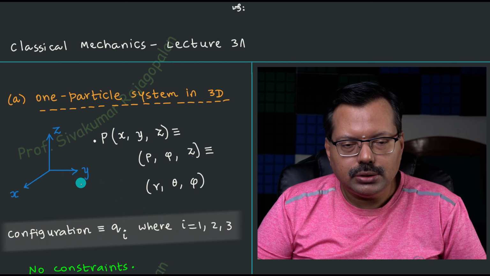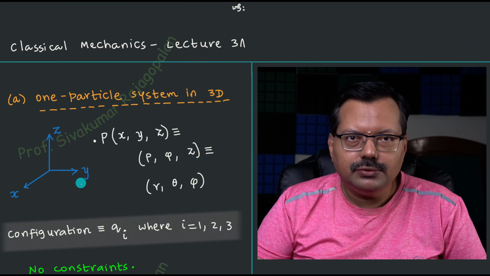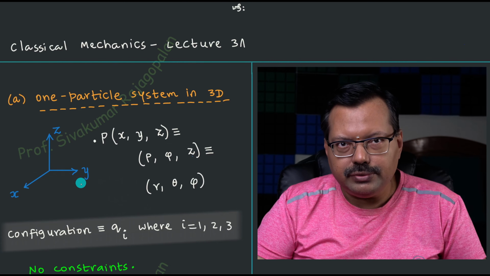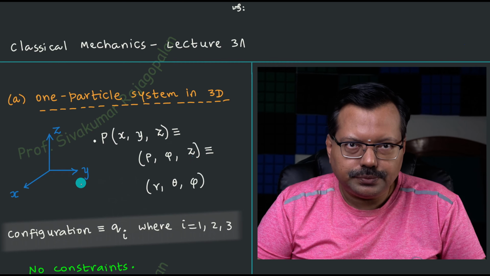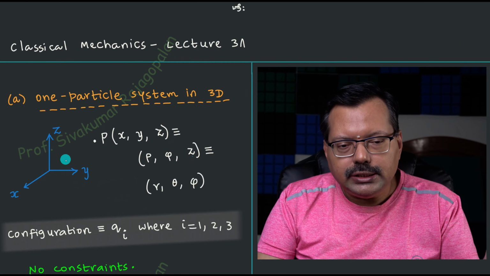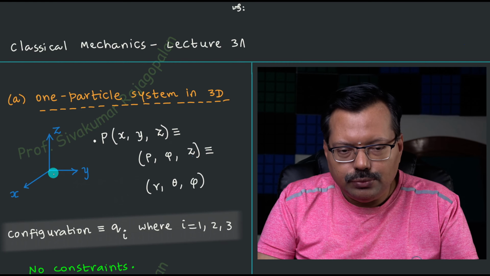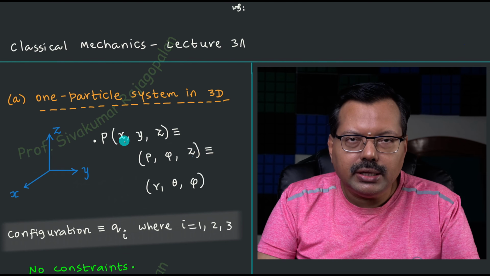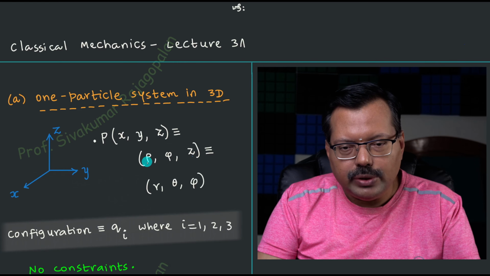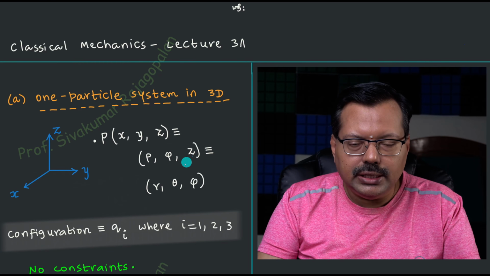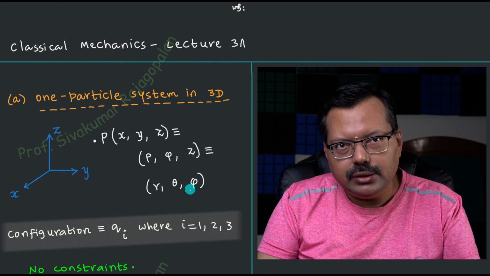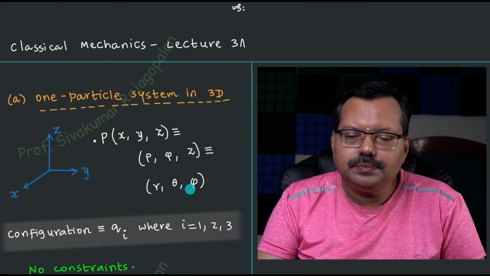Mathematicians use the word coordinate system. Physicists use the word frame of reference. Both are the same. So the coordinate system or the laboratory frame of reference should be identified first. Once you identify it, we can correspondingly write down x, y, z in Cartesian, rho, phi, z if it is cylindrical, or r, theta, phi if it is a 3D spherical system.